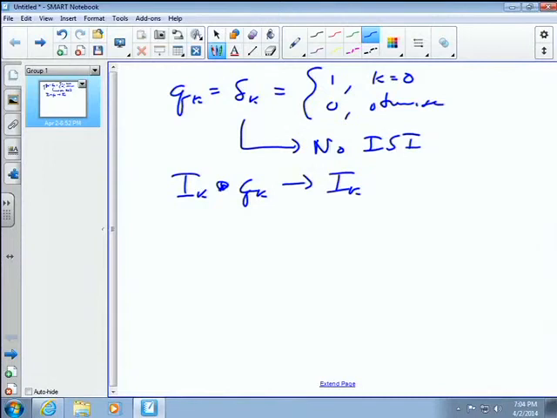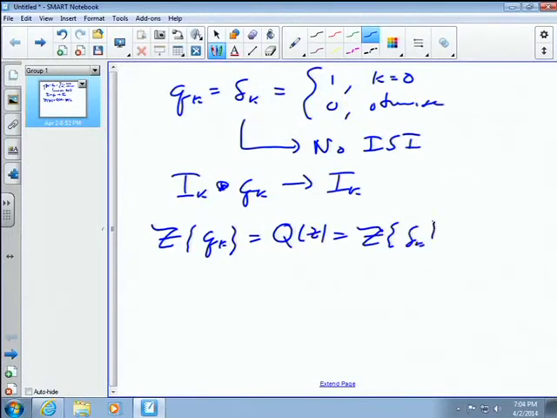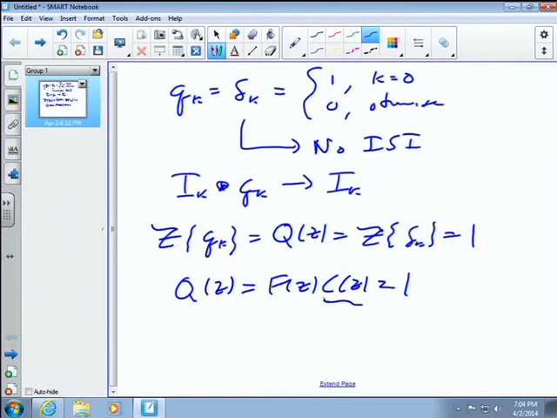Now, the Z transform of Q of k gives me Q of Z. But what's the Z transform of delta k? It's going to be equal to a 1. It's going to be equal to a constant. Now, we know that Q of Z is equal to F of Z times C of Z. Now, we know that that's equal to 1. So, what is C of Z? C of Z is equal to 1 over F of Z.